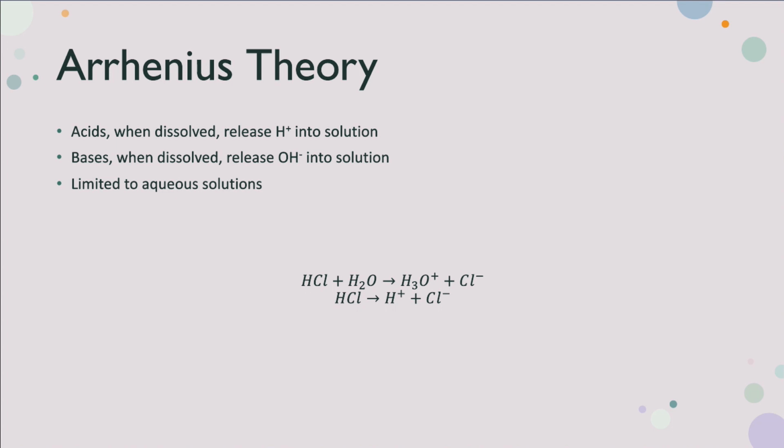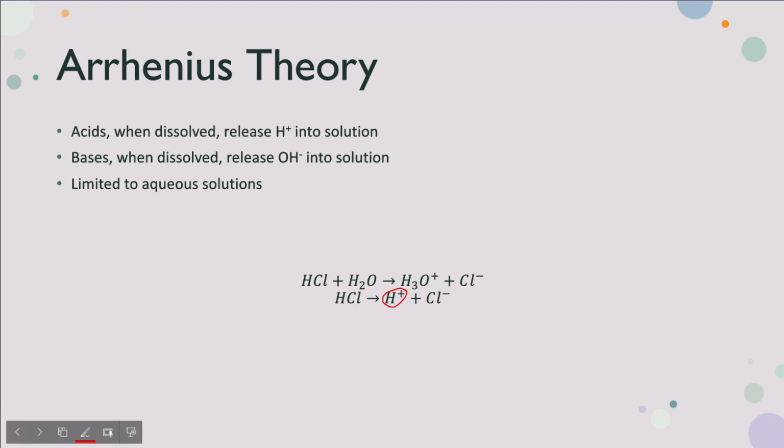This is a pretty standard dissociation of HCl in water, and we can see that when HCl is dissolved in water, it releases H+, which makes HCl an acid, according to the Arrhenius theory. And if you can't simplify, just know that an H3O+ is pretty much interchangeable with an H+.